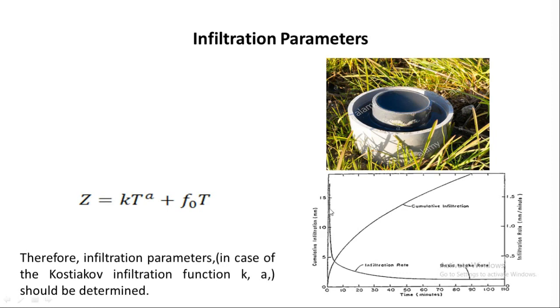In this figure, you can see that infiltration rate decreases with time and cumulative infiltration increases with time. In this lecture, we will be using the Kostiakov's equation and the modified Kostiakov's equation. This is the modified Kostiakov's equation: Z is equal to kT raised to A plus F0 multiplied by T. K and A are constants. F0 is the final steady state of infiltration. It is also called the basic intake rate.